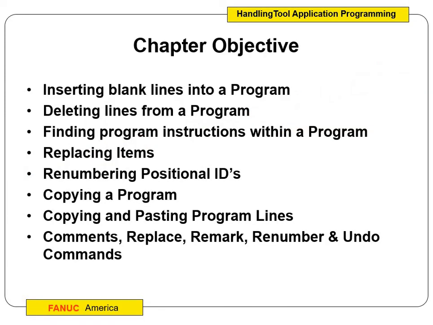All right, so how are we going to do this? Some of you guys, as we've worked through some of the programs, I've shown you some of these things along the way, but this is going to get kind of heavy duty into understanding how to do all this. And then we're going to do Lab 14, which incorporates doing some of these things, okay? All right, so we're going to be able to insert blank lines, delete lines, insert program instructions, replace items, renumber position IDs. We've already kind of done that in some of your programs. We're going to learn how to copy a program and the different ways that we can paste a program and add in comments. We've already kind of done some of that with our position registers and things like that.